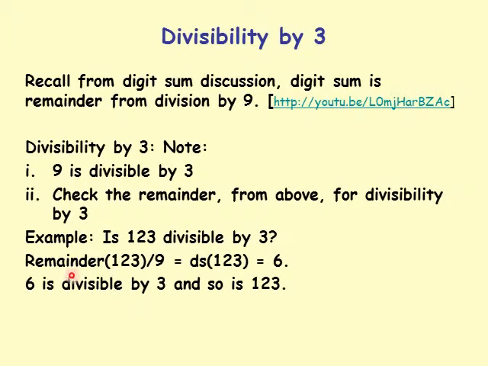Okay? Now we need to check, is 6 divisible by 3, and so is 123. So 6 is divisible, and so is 123.